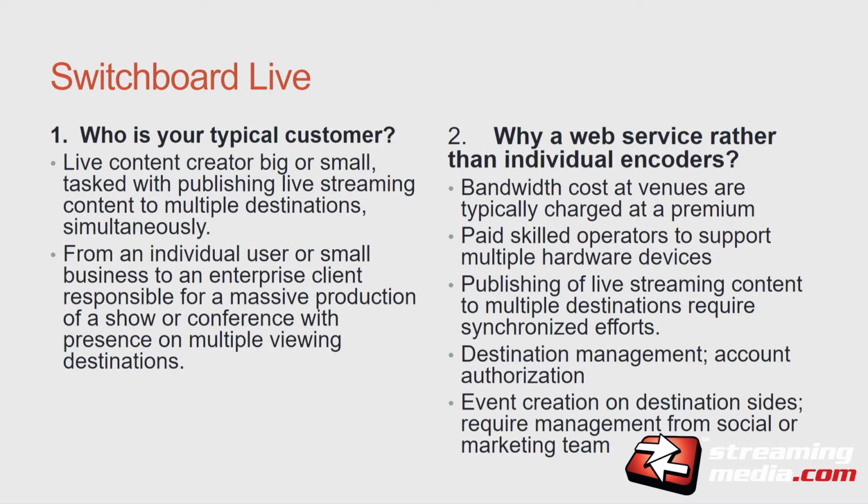And then here they're making a lot of the points that we discussed a few minutes ago. Why do you want to use a web service rather than individual encoders? The bandwidth costs at venues are typically charged at a premium. So if you're distributing from a trade show or a hotel, it can be very, very expensive to get the kind of bandwidth you need for multiple destinations. They also make the point that you don't have to send out multiple skilled operators to operate, again, the TriCasters or whatever you're going to use for live switching at the location.